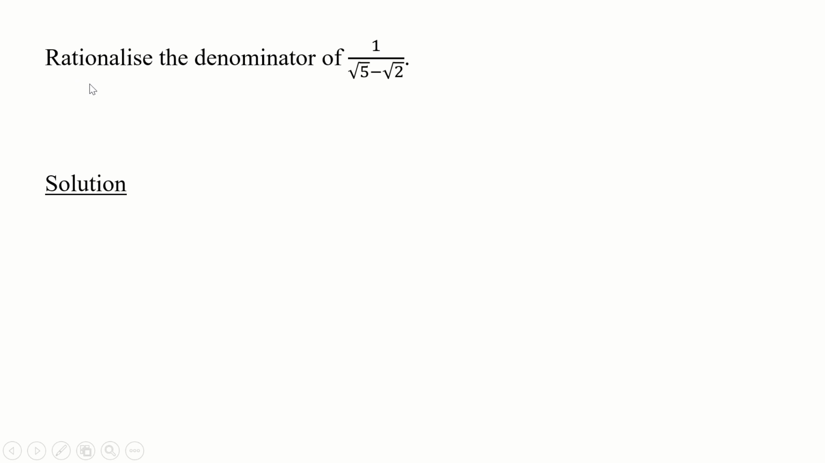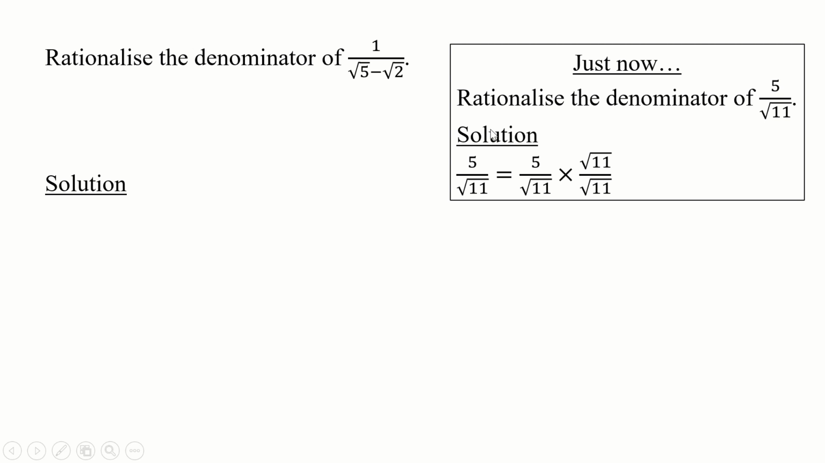Okay, here we are asked to rationalize the denominator of the fraction 1 over square root 5 minus square root 2. Before we start, let's just compare this fraction with another fraction that we did just now. Just now, we were asked to rationalize the denominator of 5 over square root 11. If we compare this fraction 5 over square root 11 with this fraction 1 over square root 5 minus square root 2, we realize that there are two terms in the denominator of 1 over square root 5 minus square root 2, whereas just now we just have 5 over square root 11, which is just one term in the denominator.